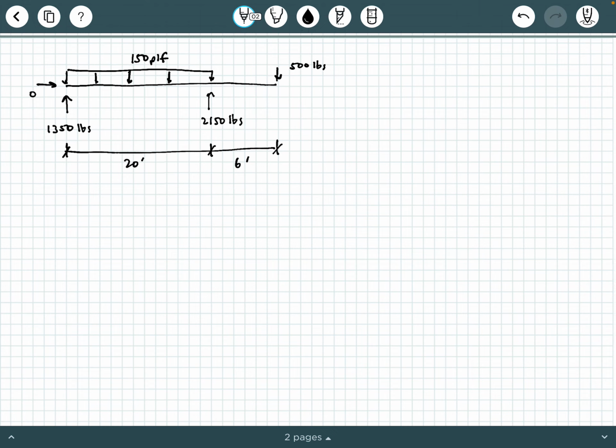Now, when you're first learning this, it's good practice to do this in a very organized fashion. So what I'm going to do is sketch my shear force diagram axes just like this. I'm going to sketch them directly below my beam loading diagram, and I'm going to label my axes appropriately just like this.